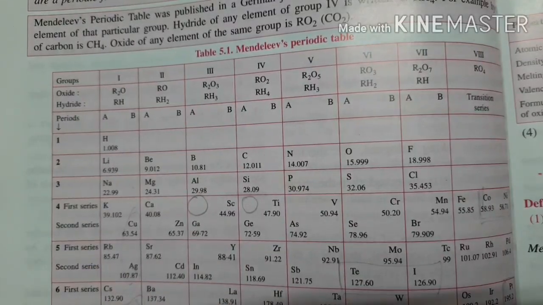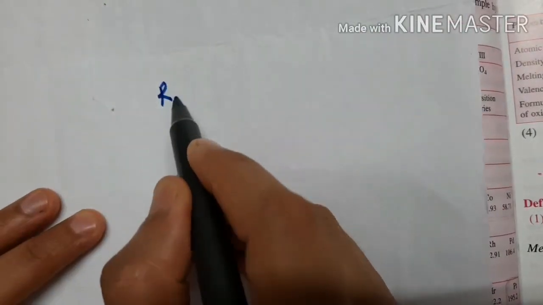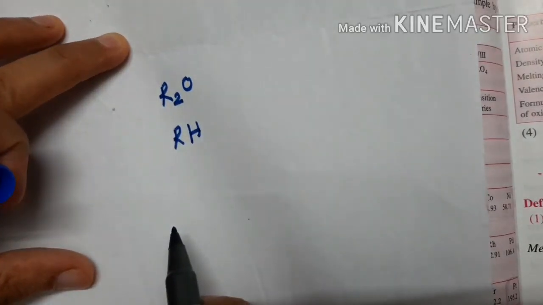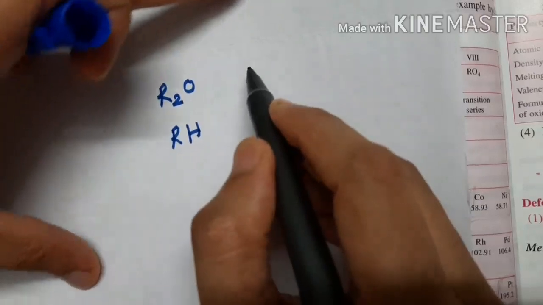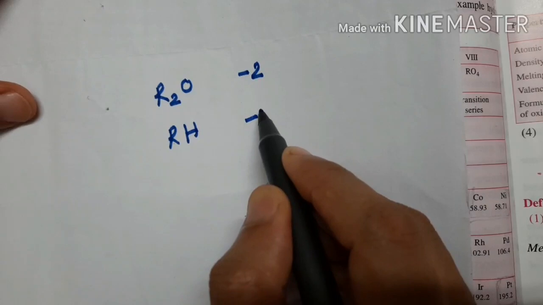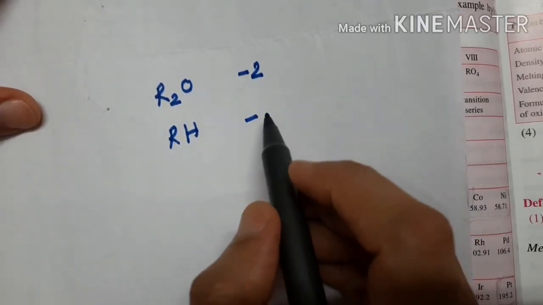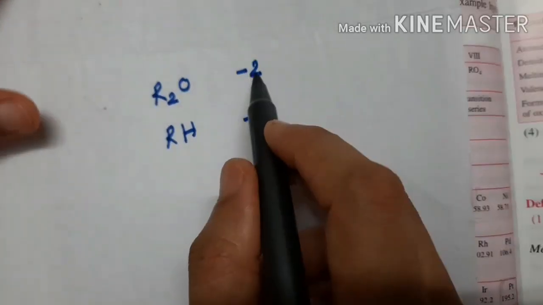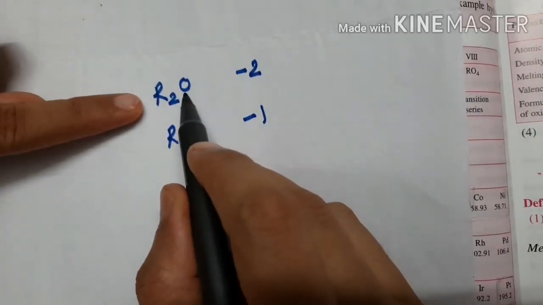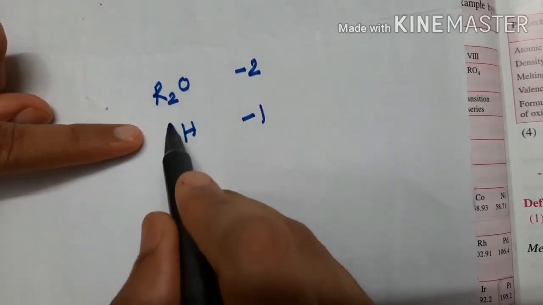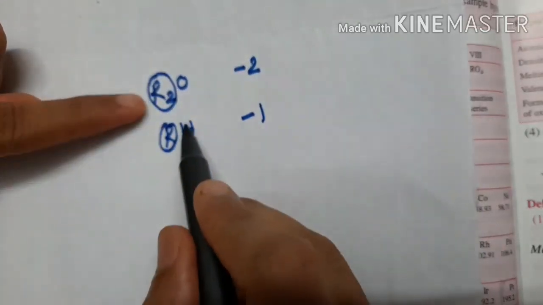R2H, the meaning of R2H, which means the hydrogen, R2O and RH. Now we know that oxygen has a minus 2 valency and hydrogen has plus 1 or minus 1, both valencies hydrogen has. So here consider that minus 1. So because of this, oxygen has a minus 2 valency and hydrogen has a minus 1 valency. According to that, all the elements R behave.